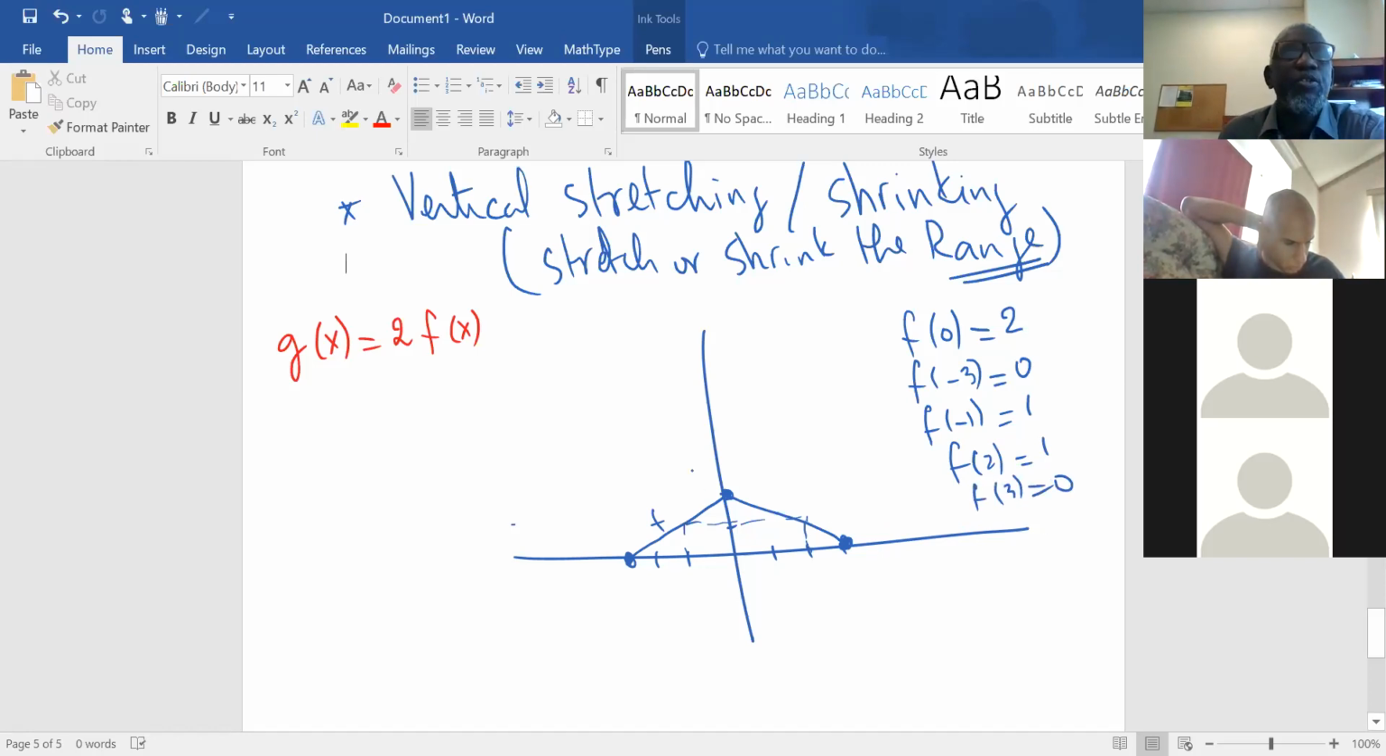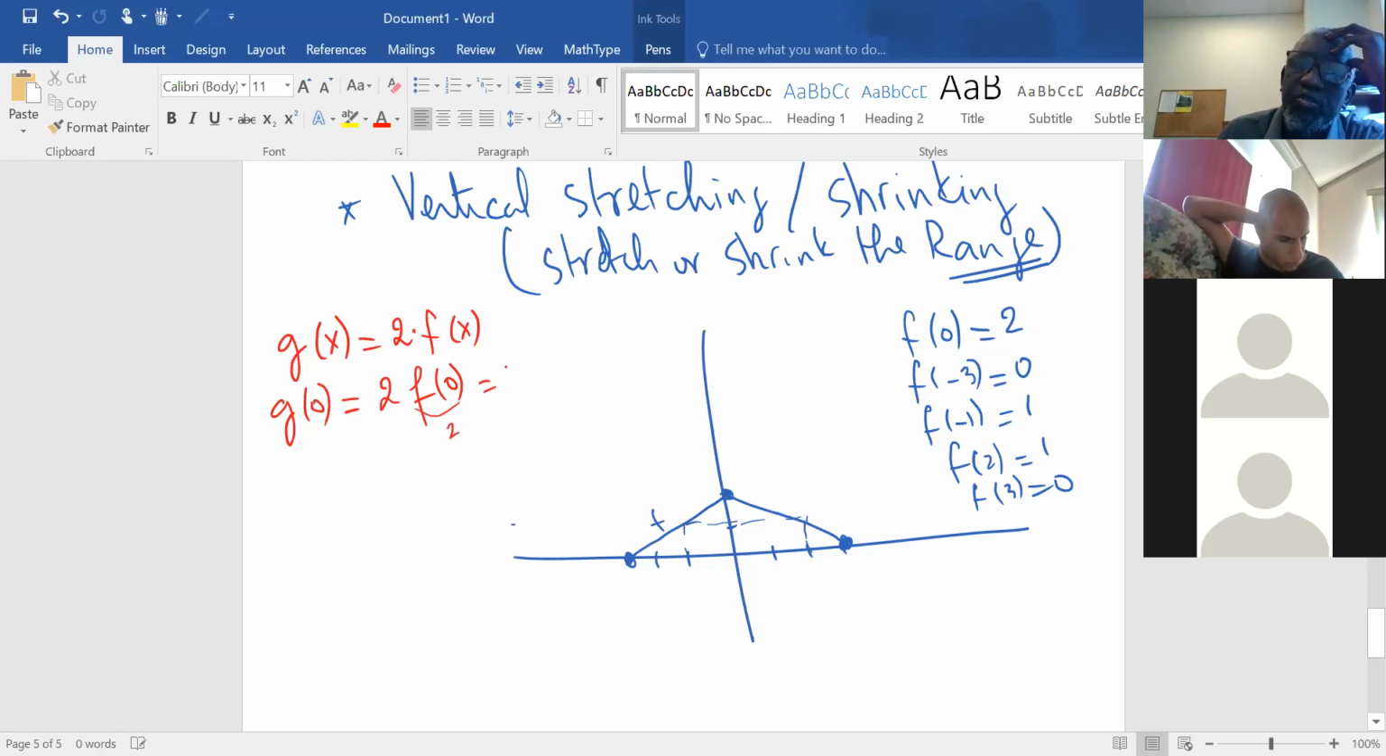Now, look, now let me do the g's now. Using the definition of g, what's going to be g of 0? By definition it is 2 multiplied by f of 0, right? If I do that, g of a number is 2 times f of the same number, right? So g of 0 is 2 times f of 0, which is 2 times 2. Everybody agree with that? It's going to be 2 times 2, which is 4. So g of 0 is 4.